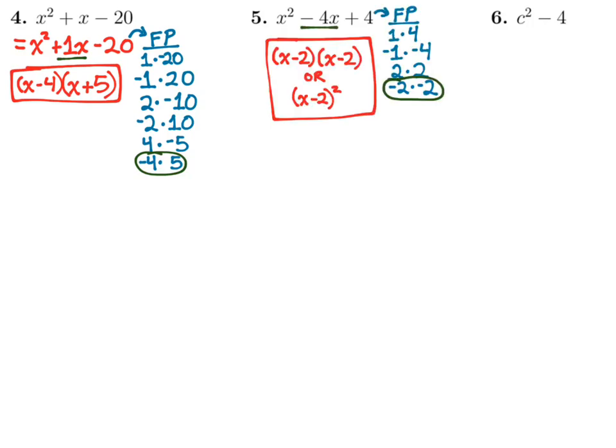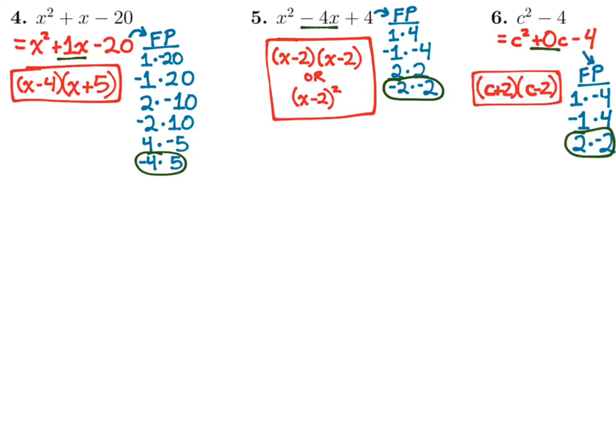So number 5, factor pairs of 4, negative 2 and negative 2 are your winners. So you can write it as x minus 2 times x minus 2. Or if you're feeling spunky, it's x minus 2 squared. All right, now on number 6, hopefully you saw that you're missing that middle term. So you would write in the 0x. Then negative 4 factors, you want 2 and negative 2, and then it's c plus 2 times c minus 2. That's just old stuff. It's good stuff. Some of the best, instant classics perhaps.